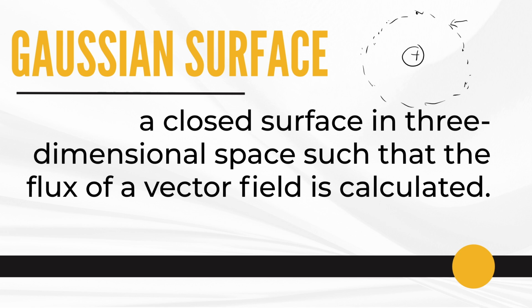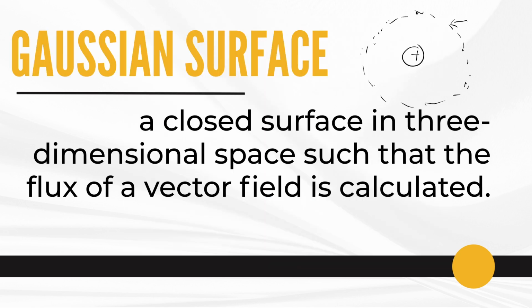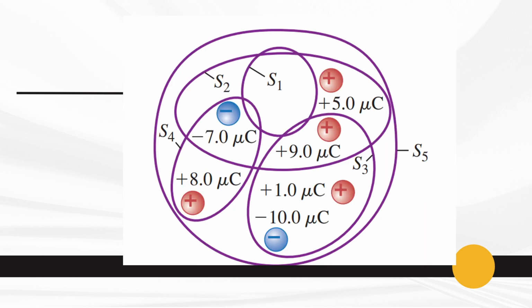But sometimes it can also be a real surface. Okay? So, it says here, a closed surface in three-dimensional space such that the flux of a vector field is calculated. So, we use the Gaussian surface to find the electric flux of a vector field. So, let's give an example. I have here some weird-looking charges, an enclosed surface with different charges inside. So, let's apply what we learned here about Gauss's law.